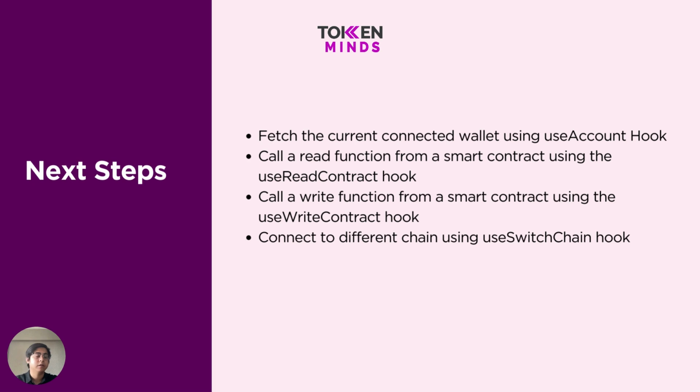Other than that, you can also fetch the current network that your wallet is connected on. Call a read function from a smart contract using the use read contract hook, and also you can call a write function using the use write contract hook. You can also connect to a different chain using the use switch chain hook, but make sure that the chain that you're switching to is included in the configs that we just created in the Web3 provider.